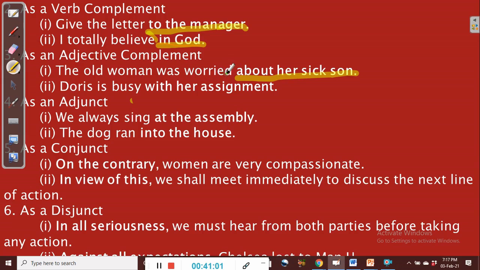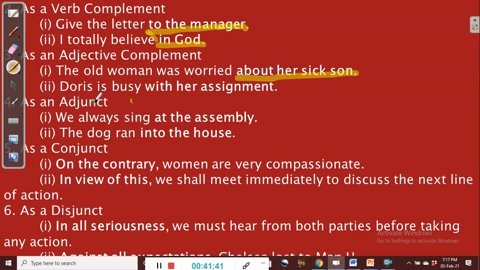If we say the old woman was worried, a question will naturally arise. And obviously the question is about what? About her son. So this completes the meaning of the adjective worried. Worried about what? Worried about who? All right? So it's the complement of the adjective worried. And usually a complement completes the meaning of something, or describes something if you like.